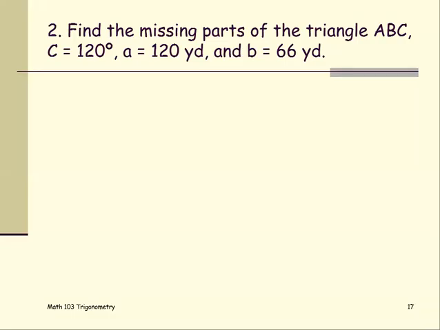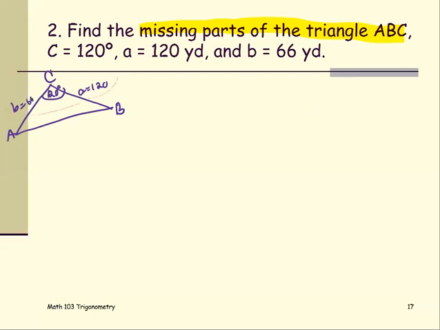In this problem, we're going to find the missing part of the triangle ABC. When angle C is 120 degrees, the side A is 120 yards and side B is 66 yards. Let's draw the diagram. Angle C is 120 degrees, with angle A, angle B, the side A is 120 yards, the side B is 66 yards. We have two sides and one included angle, or the SAS case.